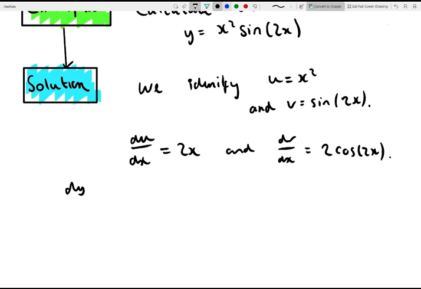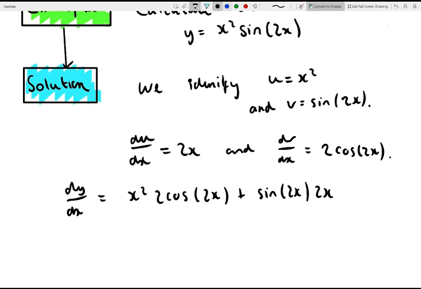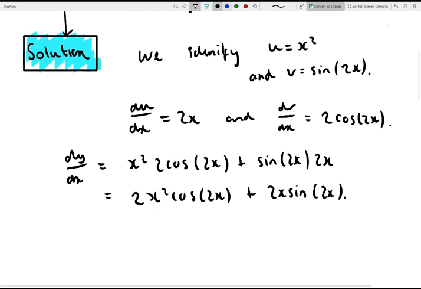Then dy by dx is x squared times 2 cos of 2x plus sine of 2x times 2x. Simplifying this gives us 2x squared cos of 2x plus 2x sine of 2x. And you can always factorize it out, but we're just going to leave it like this.